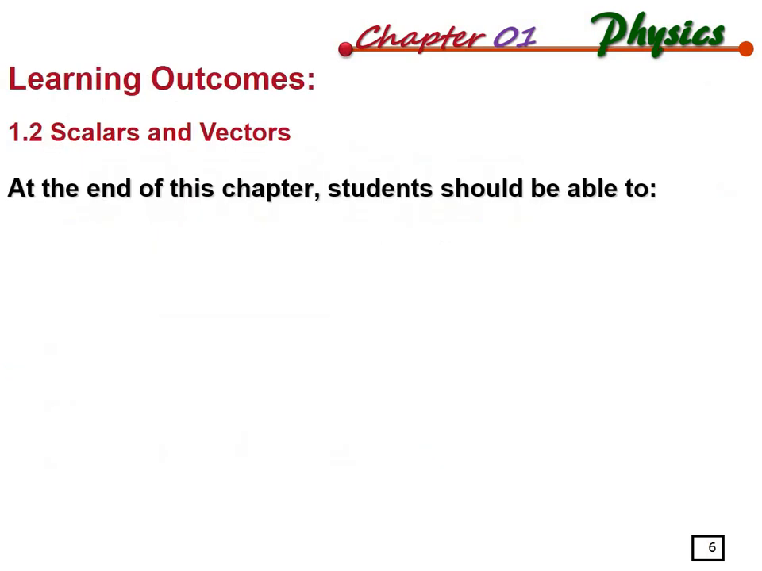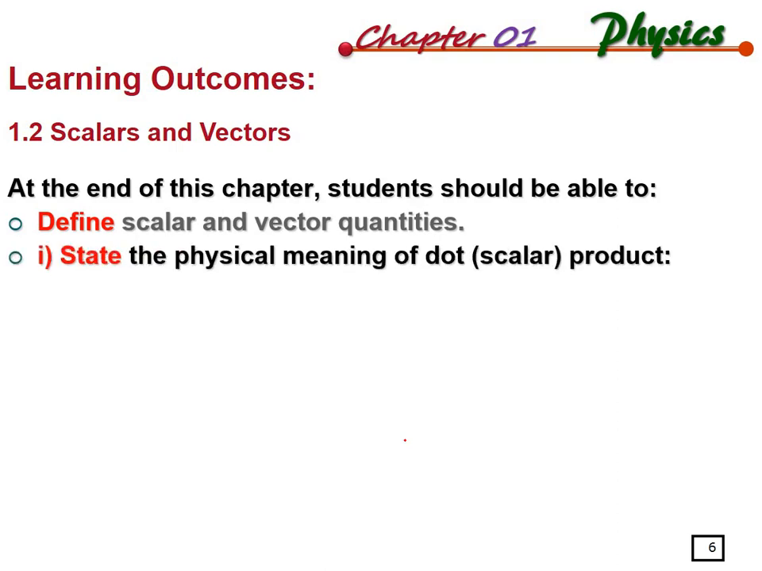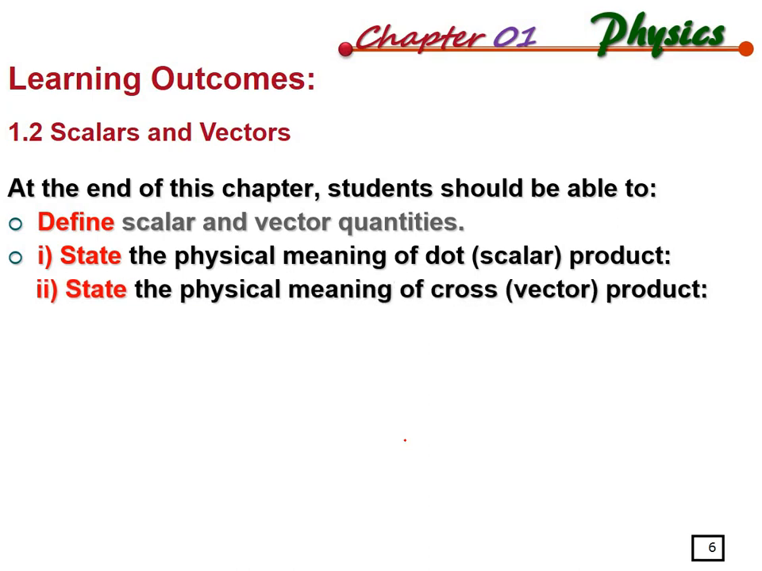Now, let's go to the second subtopic, which is scalar and vector. For this subtopic, the learning outcomes are to define scalar and vector quantities, to state the physical meaning of dot or scalar product, and to state the physical meaning of cross or vector product.